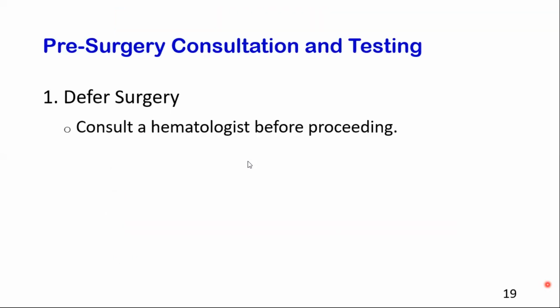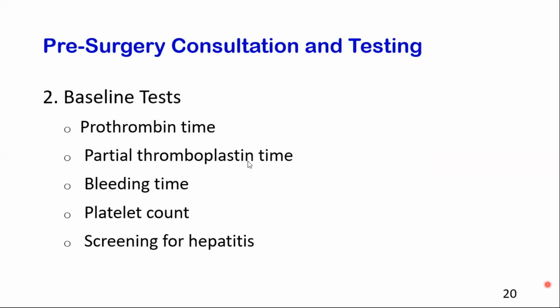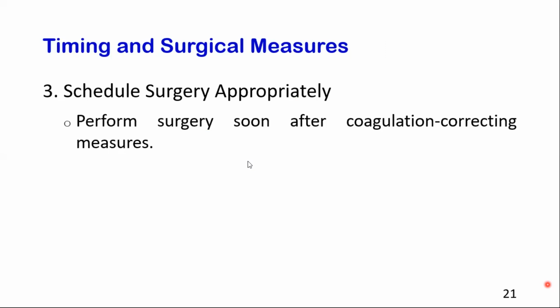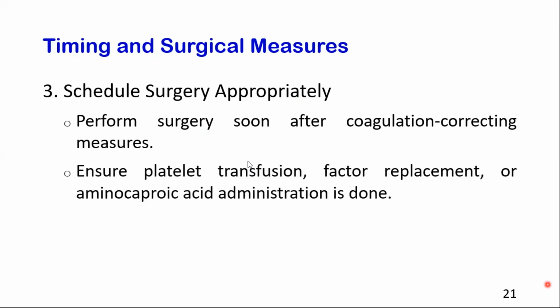Before performing any surgery on a patient with a coagulopathy, it is vital to consult a hematologist. They will provide specialized advice on managing the patient's condition. Additionally, baseline coagulation tests such as prothrombin time, partial thromboplastin time, bleeding time, and platelet count should be performed. Screening for hepatitis is also necessary to prevent complications during and after the surgery. To minimize bleeding risks, schedule the surgery immediately after taking measures to correct coagulation. These might include platelet transfusion, factor replacement, or administering aminocaproic acid.